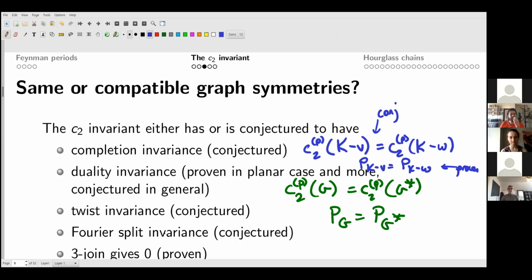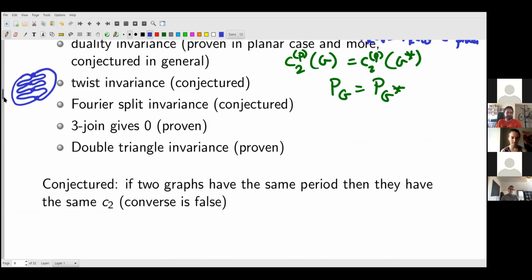And these are some other interesting symmetries. So there's a twist invariance. Twist has a cool picture, looks like this. So if this is your completed graph, the operation is to move from this guy to this guy.